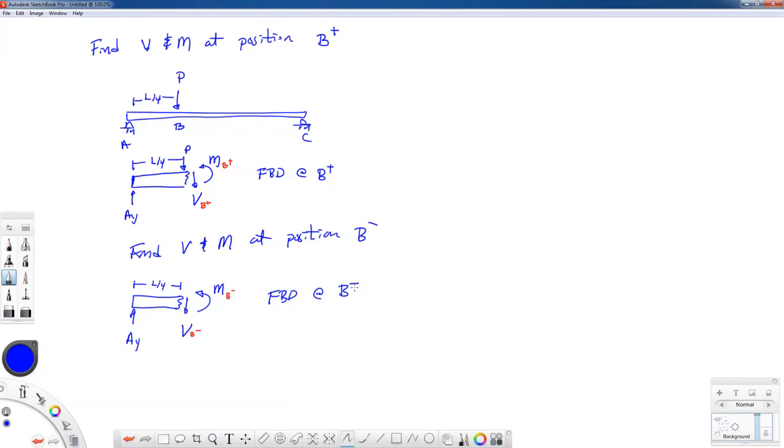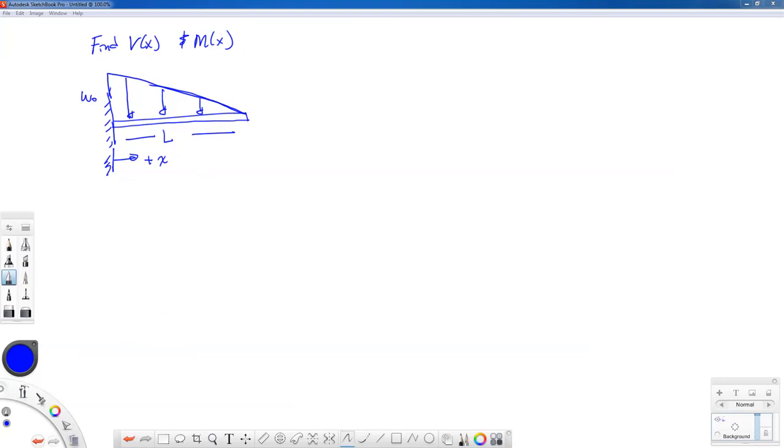All right, let's look at another example. And in this example, we're not interested in finding the internal shearing force and bending moment at a specific location, but we are interested in finding the internal shearing force and bending moment as a function of position x. So on my beam, I have some load. Here's a triangular distributed load. The length of the beam is L. My coordinate system starts at the wall and goes to the right.